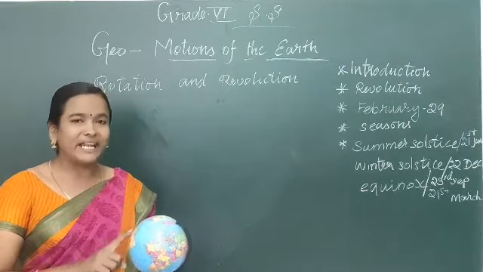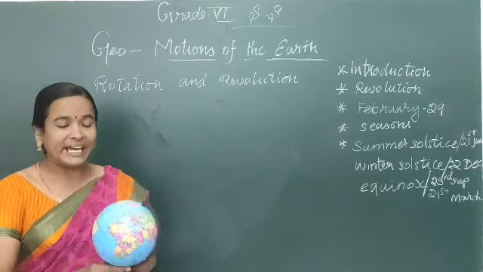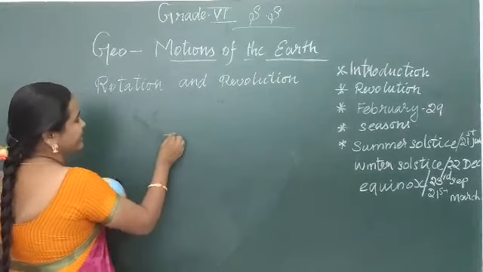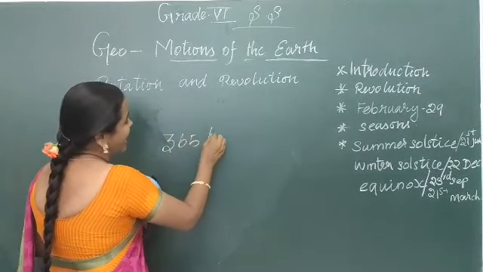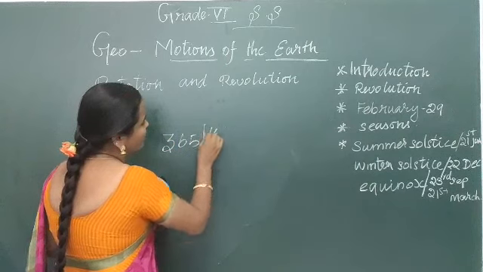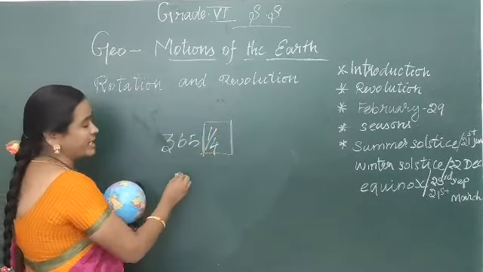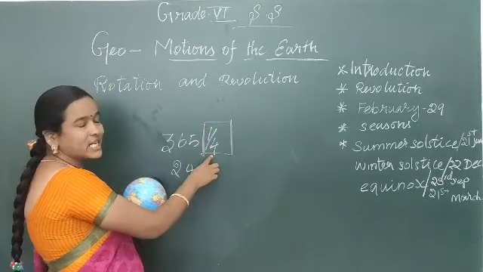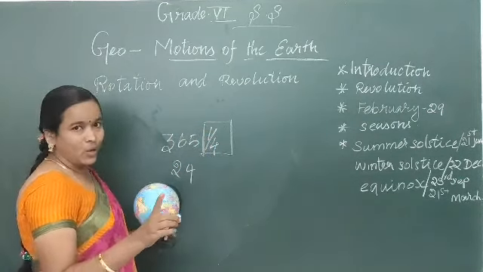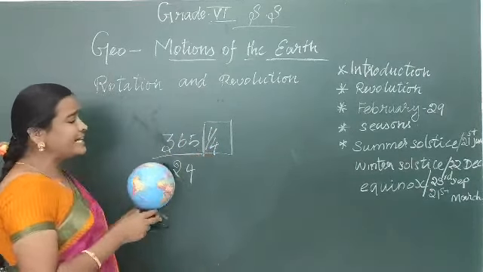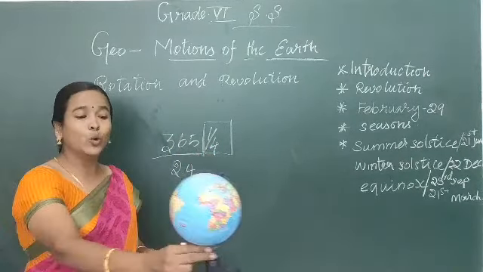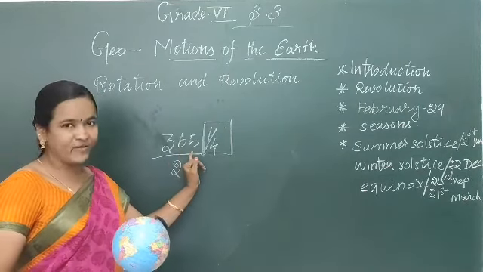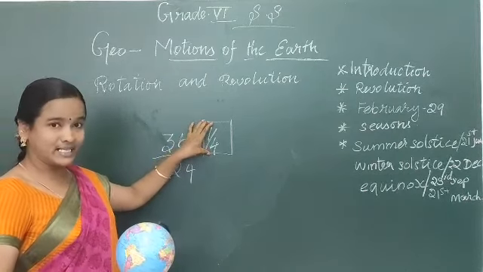For completing one revolution, the earth takes 365 and 1 by 4 days. What is 1 by 4 of a day? A day consists of 24 hours, so 1 by 4 means how many hours? 6 hours. So how many days does the earth take to complete one revolution around the sun? 365 days and 6 hours.